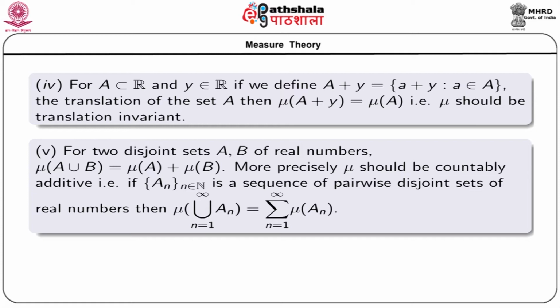More precisely, we expect that the measure mu should be countably additive. That is, if A_n, n belonging to the natural numbers, is a sequence of pairwise disjoint sets of real numbers, then we should have mu of the union over n equal to 1 to infinity of A_n equal to the sum over n equal to 1 to infinity of mu of A_n. Obviously, for those sets A_n for which the measure can be defined.